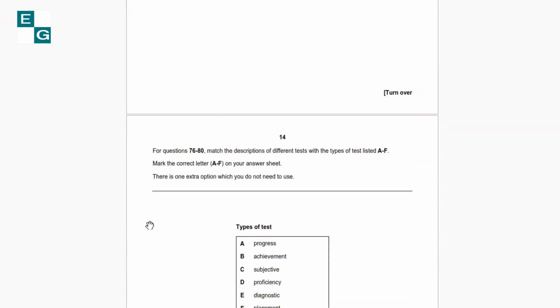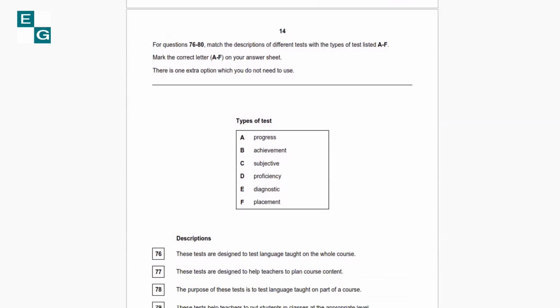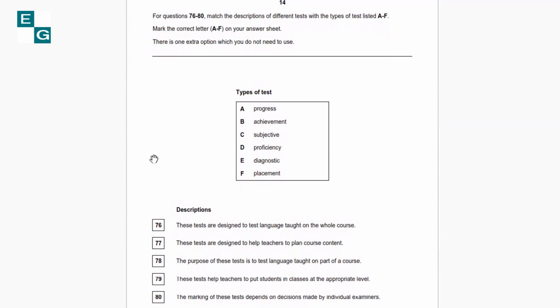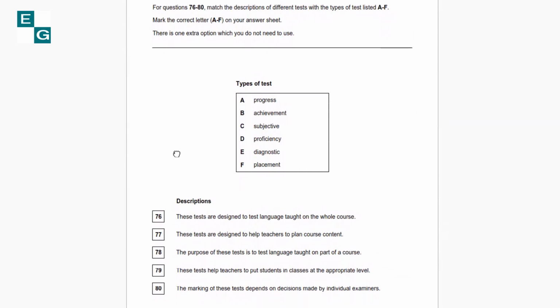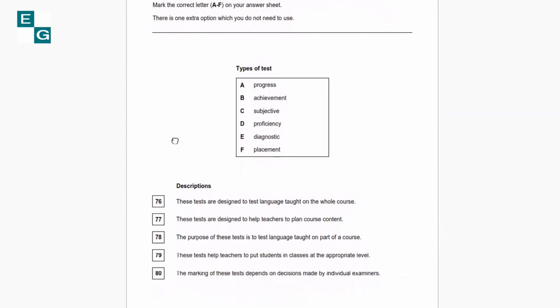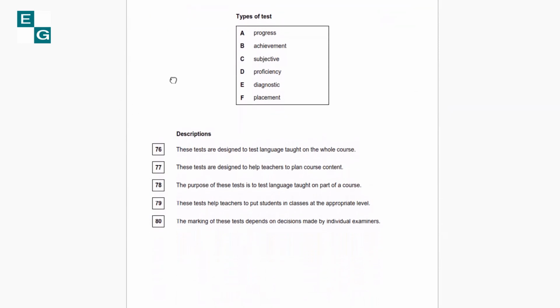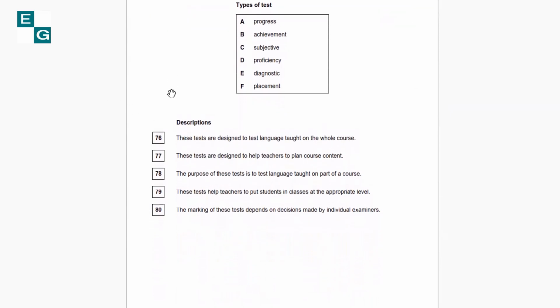So now we're going to work on questions 76 through 80. Match the descriptions of different tests with the types of tests listed A through F. Mark the correct letter A through F on your answer sheet. There is one extra option which you do not need to use. Types of tests versus descriptions of the tests. So let's start with the first one.